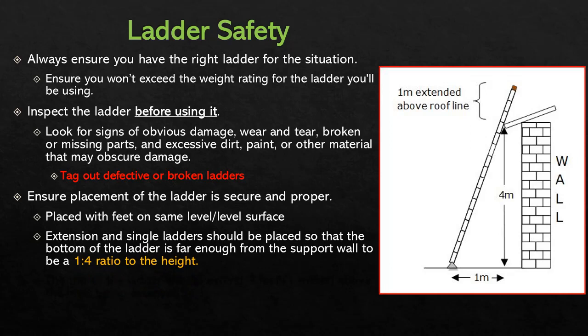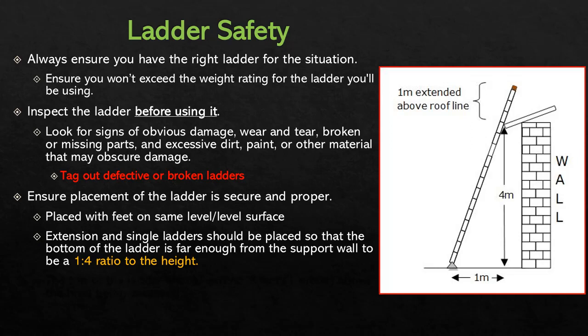For extension ladders and single unit step ladders, you should remember to place them so that the bottom of the ladder is far enough from the support wall to be at a 1:4 ratio to the height. So always remember 1:4 or 4:1 if you will. That's the way that a lot of people remember it, where in this case you see on this diagram, 4 meters or roughly 12 feet, you need to make sure that the ladder is out about 3 feet from the wall, or from the point where it touches the top, in this case the roof.